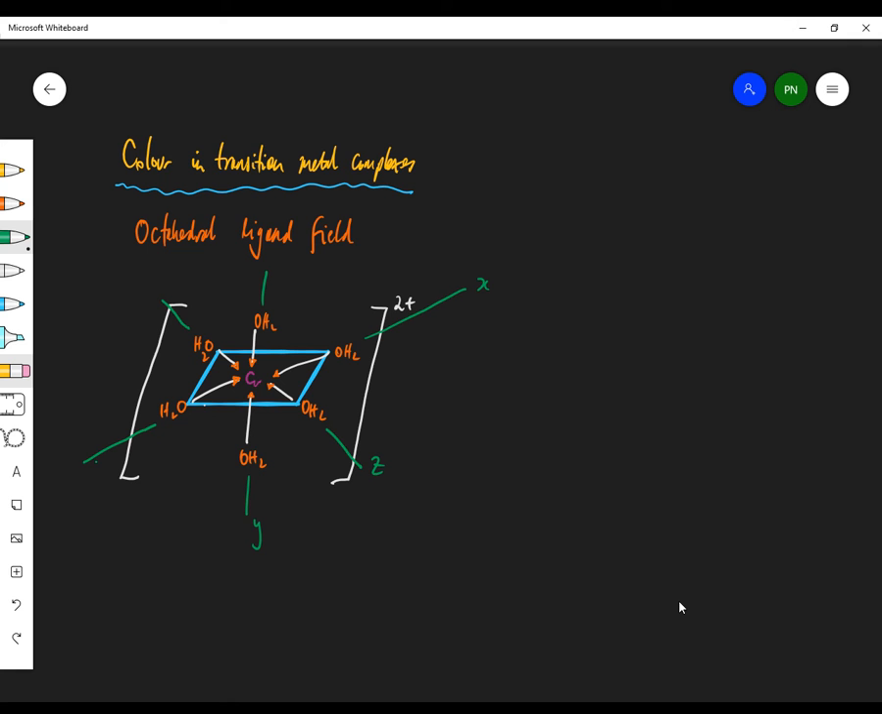There I have drawn an octahedral ligand field, and I've drawn in the X, Y, and Z axes. Why do I draw these? Well, because that's where the ligands approach from. So the ligand, I'm just going to use L, even though they're water in this case, aren't they? The ligands are coming on the axes, okay?